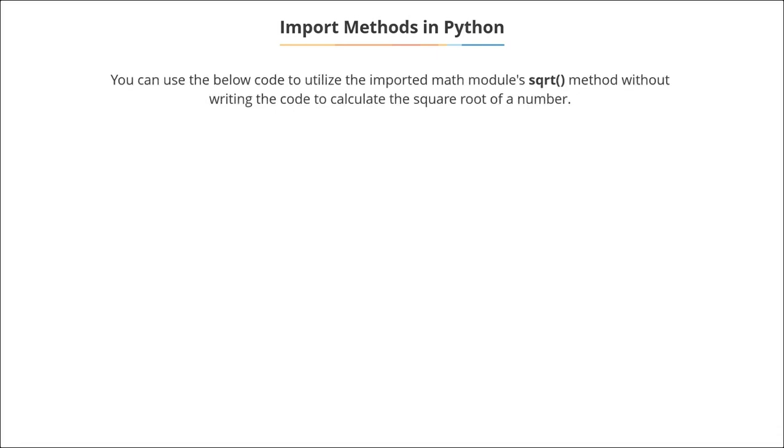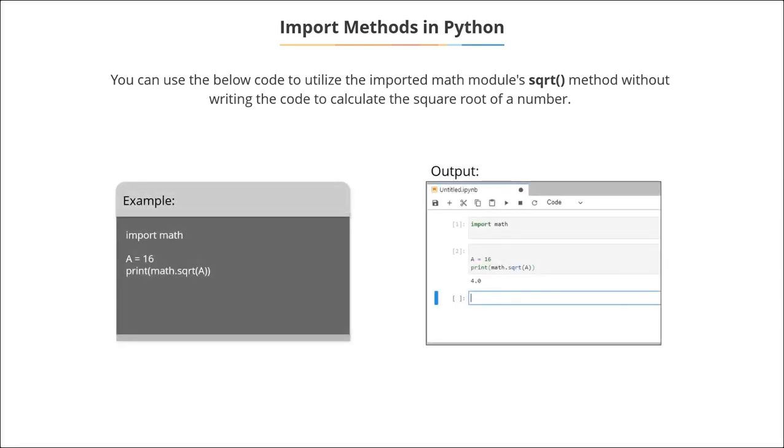Let us understand how to use a method using import function with the help of an example. Here, you can use the imported math library and use one of its methods, sqrt or square root, without writing the actual code to calculate the square root of a number.